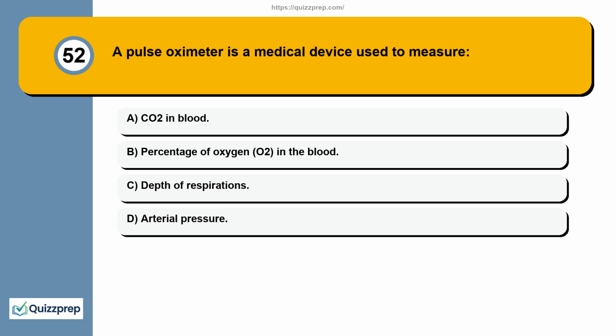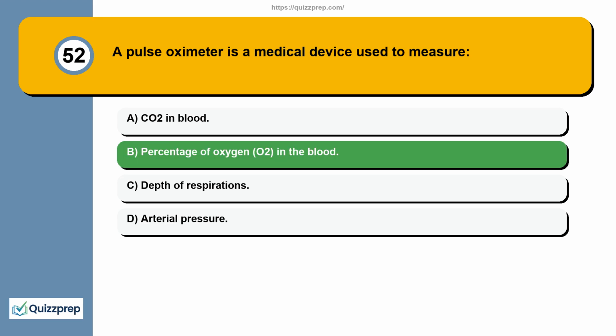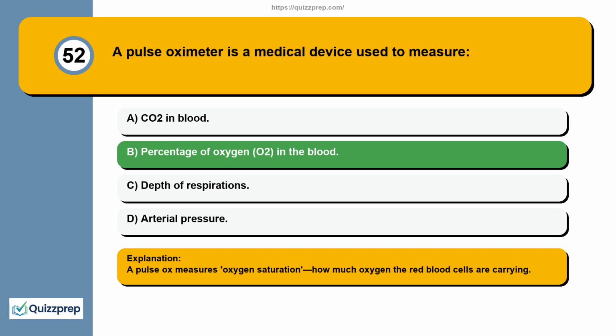Question 52. A pulse oximeter is a medical device used to measure CO2 in blood, percentage of oxygen, O2, in the blood, depth of respirations, arterial pressure. A pulse ox measures oxygen saturation, how much oxygen the red blood cells are carrying.